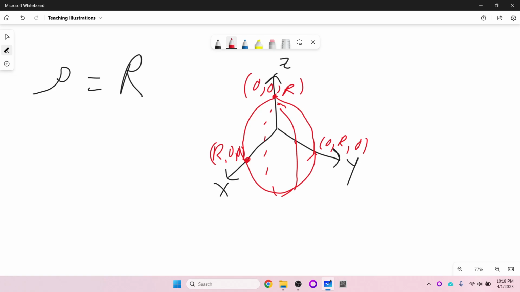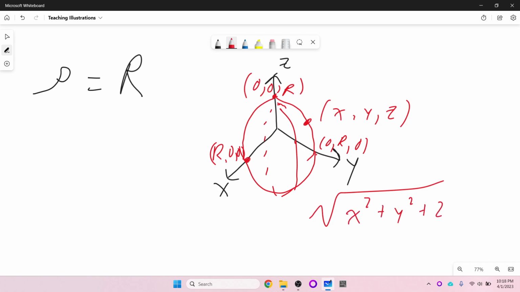But I want to point out, if we were to write this, say, what are all the points x, y, z whose distance from the center is R? That would mean the square root of x squared plus y squared plus z squared would have to always equal constant R. That's ugly. That's a lot of square roots. But in spherical, it's just a nice simple statement, rho equals R.